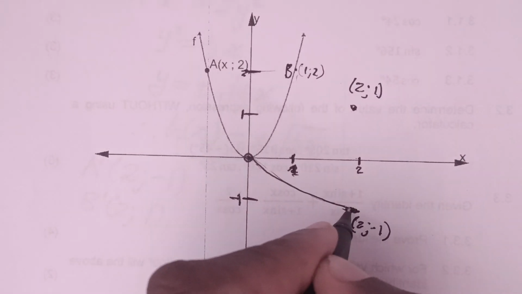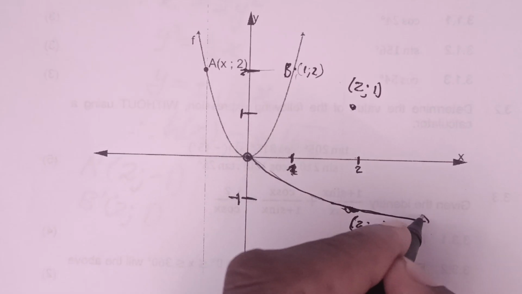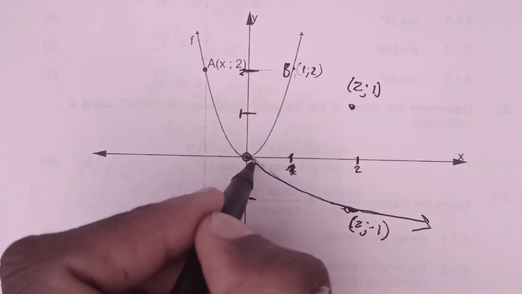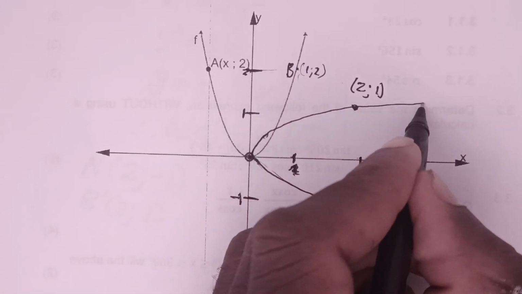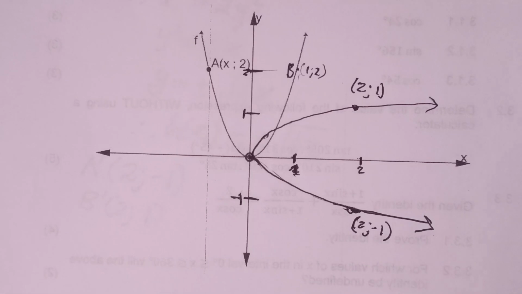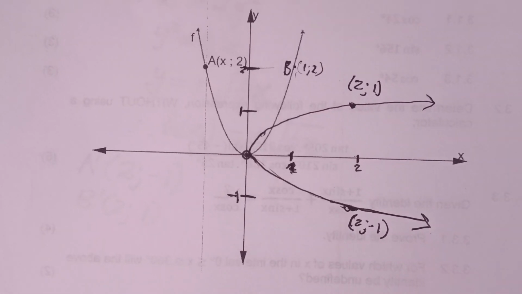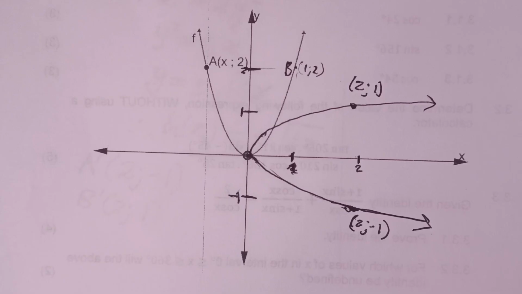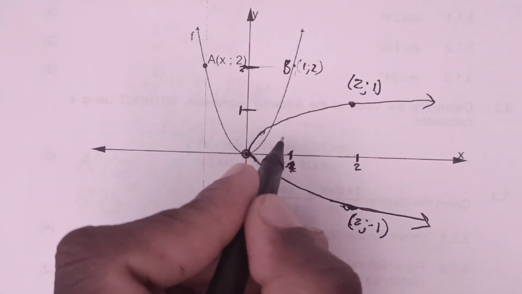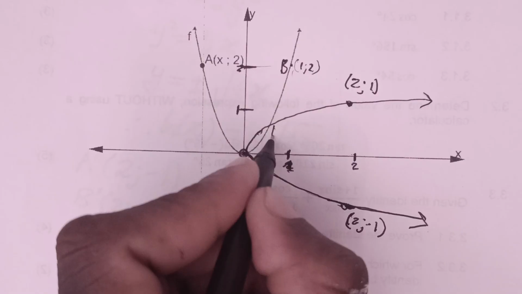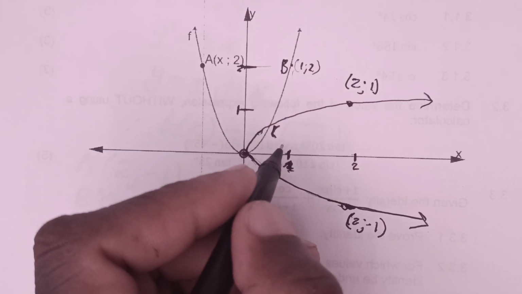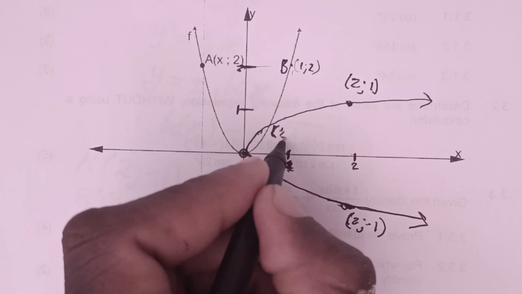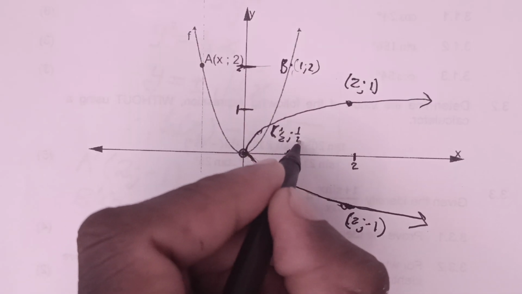You are able to draw your parabola, and this parabola behaves this way. And this parabola is going to intersect here, and you would realize that that point of intersection is actually half map half.